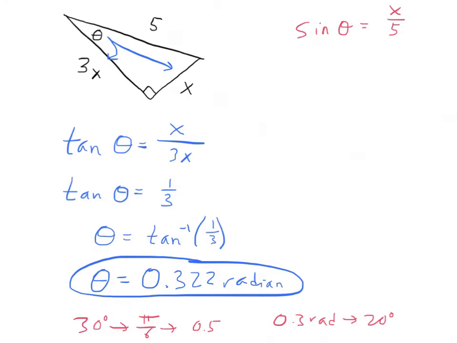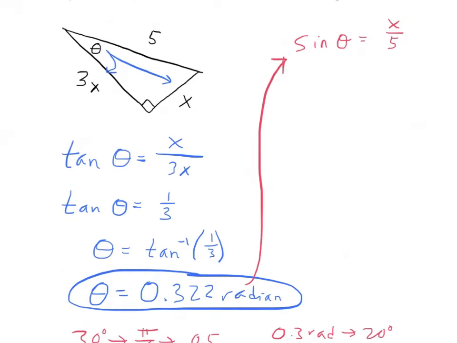At this point I want us to actually find out what x is. So now that we want to find x, we're going to bring this information back to the problem. I wasn't expecting this, but it turns out this sine thing is really useful. Now that we have an angle for this thing, we can go back and say that the sine of 0.322 is equal to x over 5. In other words, x is equal to 5 times the sine of 0.322.